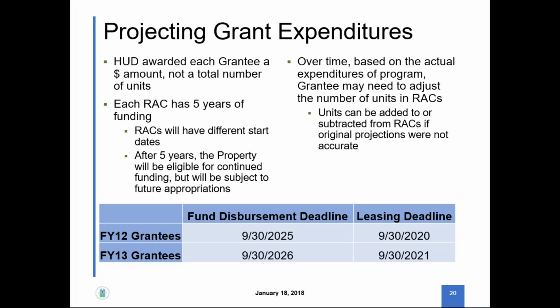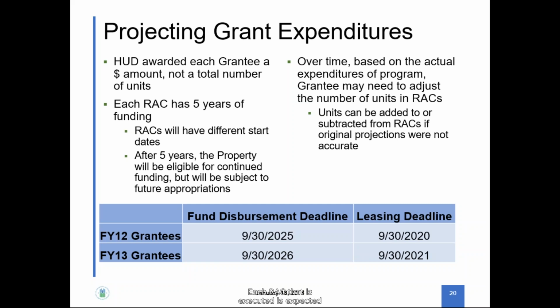Each grantee was awarded a certain amount of funding, not a guaranteed number of 811 PRA units. So now that you have all of your steps to a RAC and you know what you need to do to move forward with that, you need to think about the next step, which is projecting grant expenditures. Grantees are responsible for tracking their grant expenditures to make sure they do not under or overspend their grant amount. This requires close planning for the number of units in a RAC and monitoring RAC expenditures closely.